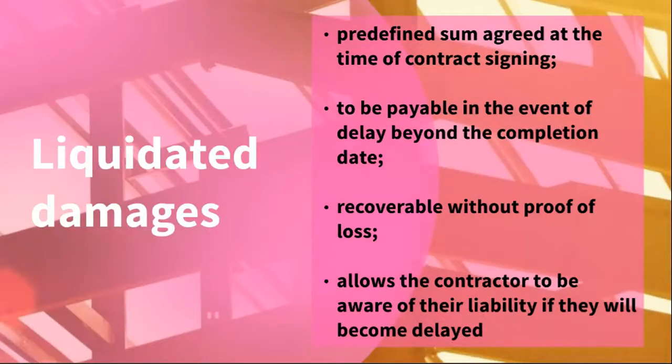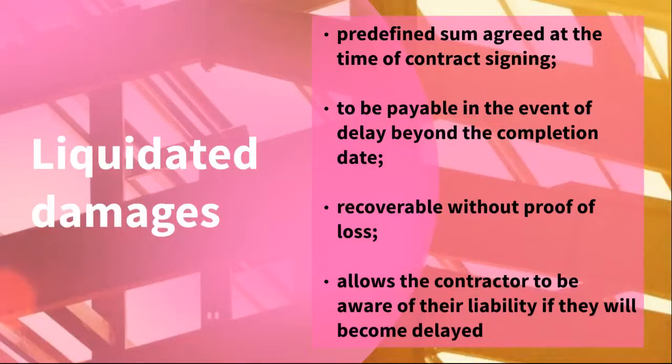On the other hand, liquidated damages are the amount of money agreed upon by the parties at the time of the contract signing. The amount establishes the damages that can be recovered in the event that a party breaches the contract when the delay is beyond the completion date. The amount is supposed to reflect the best estimate of actual damages at the time of signing of the contract.